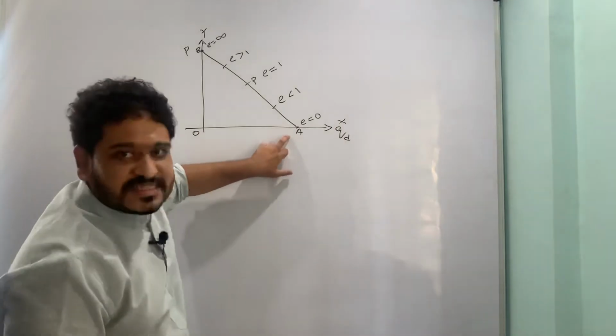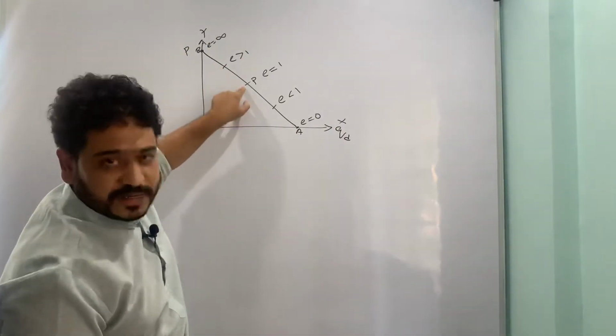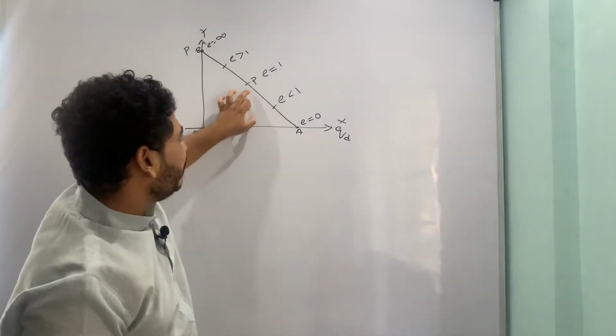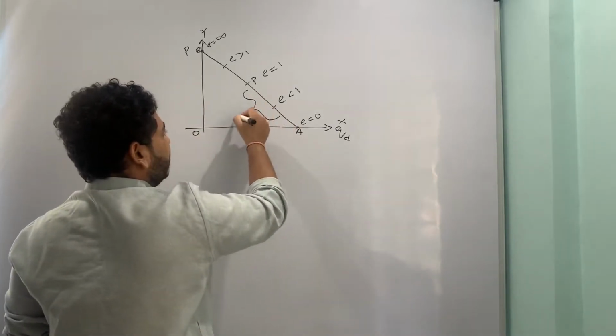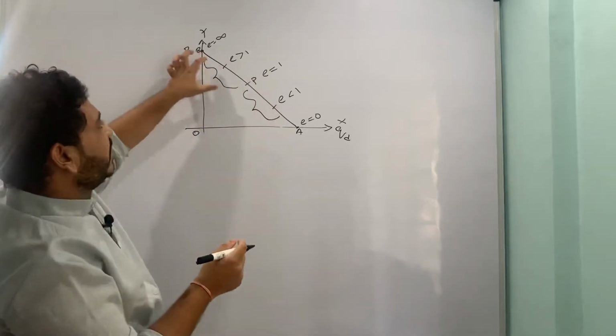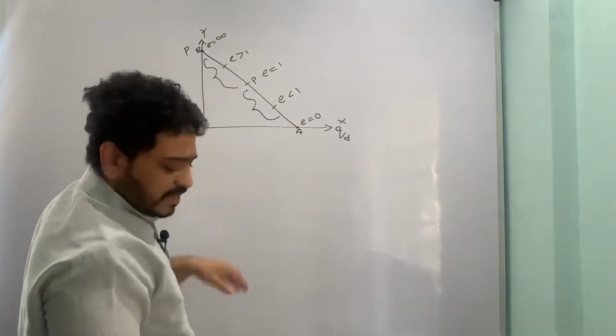So on the x axis it was 0, on the y axis it was infinity, at the midpoint it was 1. Between the midpoint and the x axis, elasticity was less than 1, and any point in the stretch between the midpoint and the y axis, elasticity will be greater than 1. So I hope you can recollect this.